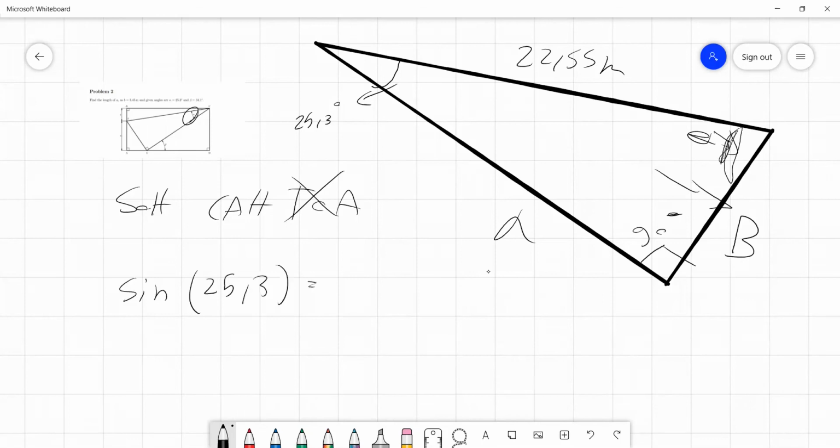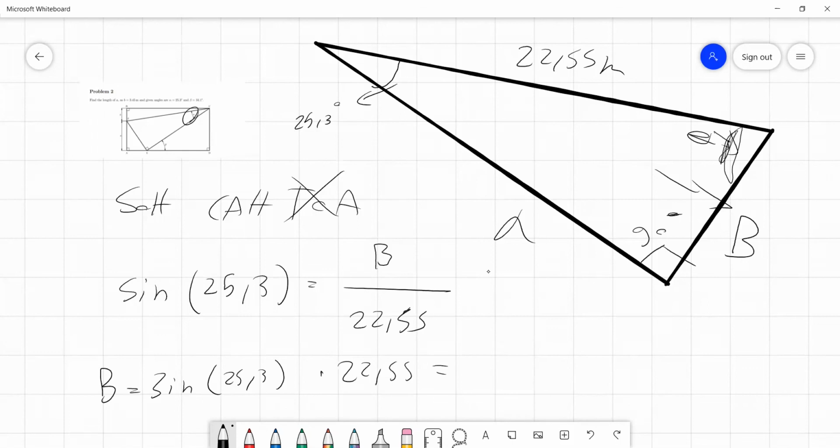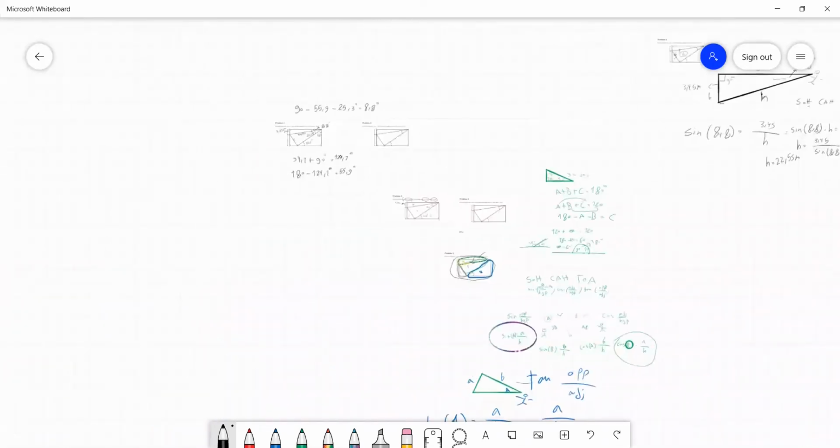Sine 25.3 would require the opposite side, which is B, and that's what we're looking for, over the hypotenuse, which we have. Great. And with a quick algebra, B would equal sine 25.3 times 22.55, and make sure your calculators are not on radian mode, or you would get gibberish. All right, so that gives us 9.64. That's actually a rounded number, meters. So that's the value of the base. Good, now we know the base. We're almost done.